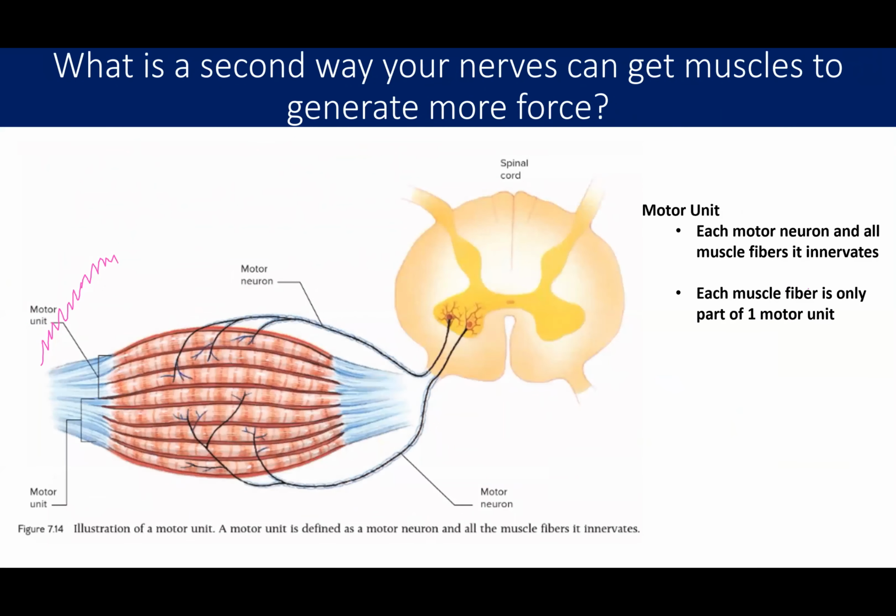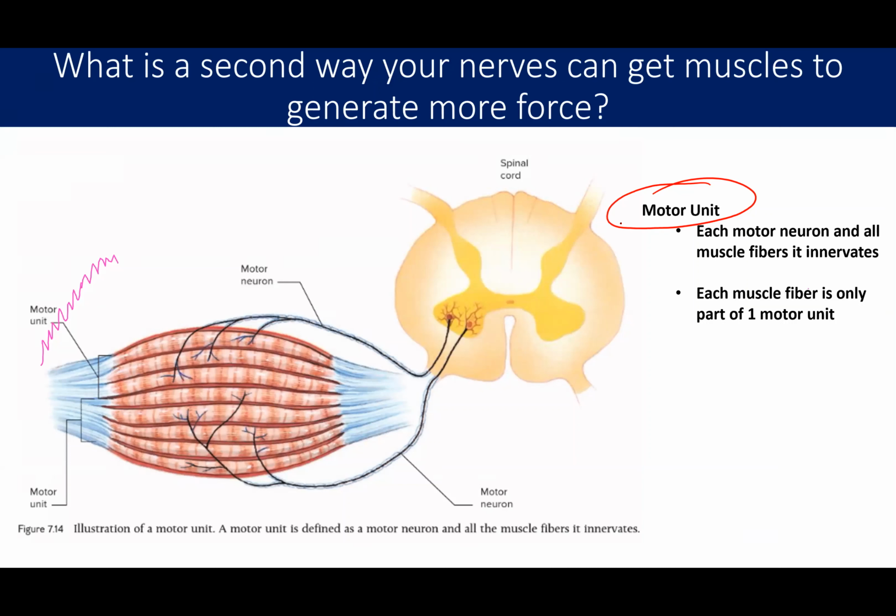So our first way to increase force, temporal summation, is increasing the frequency of action potentials in a given neuron. Now, the second way is to increase how many neurons and accompanying muscle cells are activated. So you have something called a motor unit. A motor unit is a single neuron and all of the muscle fibers that it innervates. When I say muscle fiber, that's the same thing as a muscle cell.